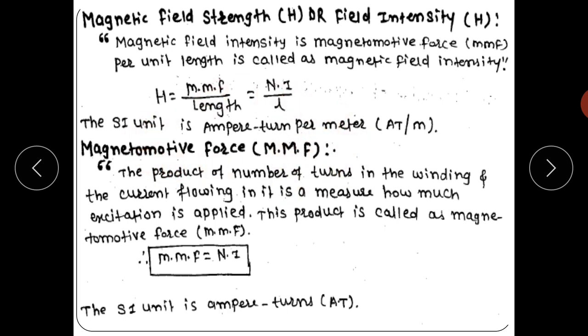Magnetomotive force. What is meant by magnetomotive force? The product of the number of turns in the winding and the current flowing in it is a measure of how much excitation is applied. This product is called magnetomotive force. mmf is equal to the number of turns N times I. The SI unit is ampere turns.